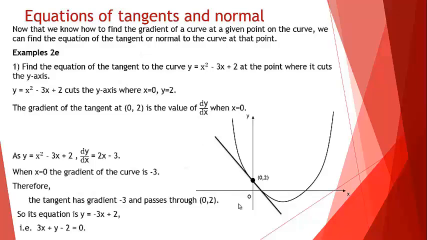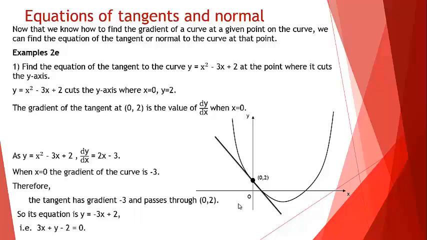Equations of tangents and normals. Now that we know how to find the gradient of a curve at a given point on the curve, we can find the equation of the tangent or normal to the curve at that point. So we know that the normal is perpendicular to the tangent. So using that information, we are going to figure out the answer for these questions.